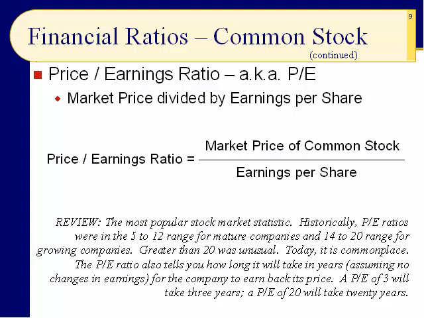But there were a few times when it wasn't, in the late 20s, in the 60s, and then early 70s. Today, it's commonplace. The PE ratio also tells you how long it will take in years, assuming no change in earnings, for the company to earn back its price. So if it's a PE of 3, it's going to take 3 years to earn that money to pay for the price.